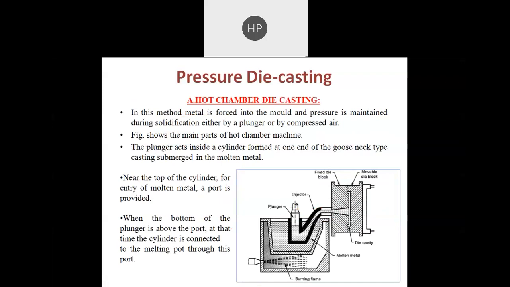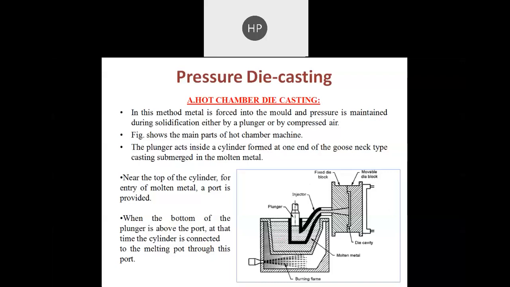As you can see here in this diagram, this is the furnace or melting pot, which is a part of the machine. This is the whole machine and this is a part of the machine. Here we have the metal, and that metal is continuously converted into molten form by using this flame. The gas is burned over here, and due to that burning, a large amount of heat is generated, and that heat is used to convert the metal into liquid form.